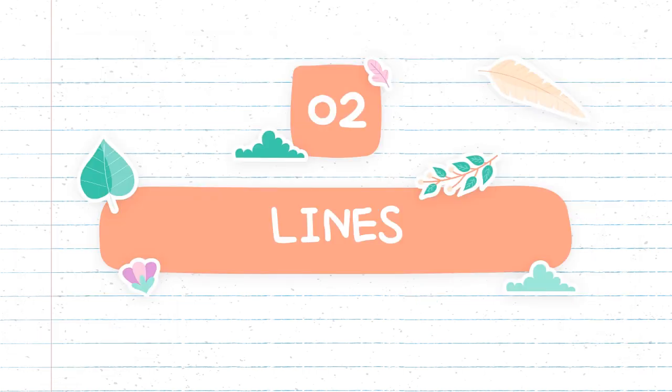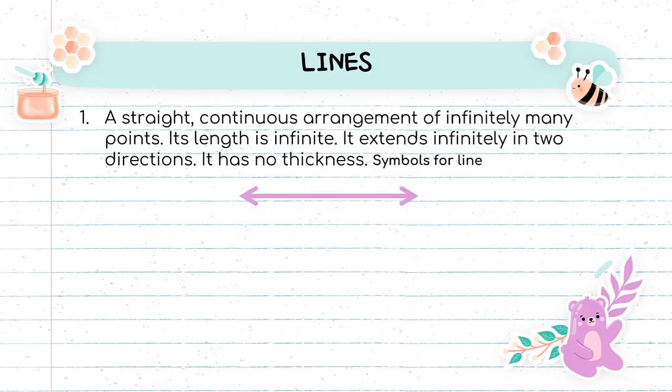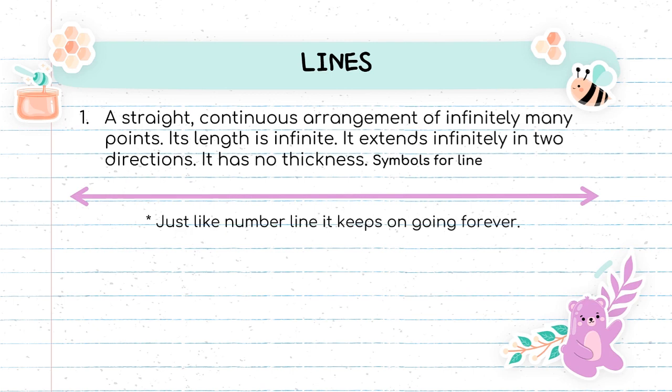The second undefined term in geometry is line. A line is a straight, continuous arrangement of infinitely many points. A line's length is infinite and extends infinitely in two directions. A line has no thickness. So I have here a line and it extends infinitely in two directions. So just like a number line, it keeps on going forever. So walang katapusan. So tigkabilang dulo niya, patuloy pa rin siya nag-e-extend.